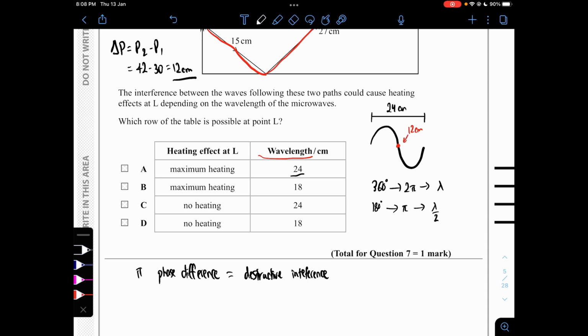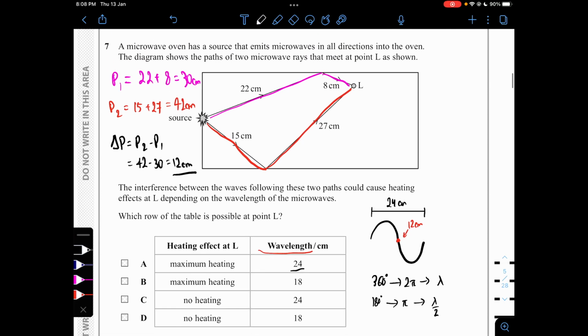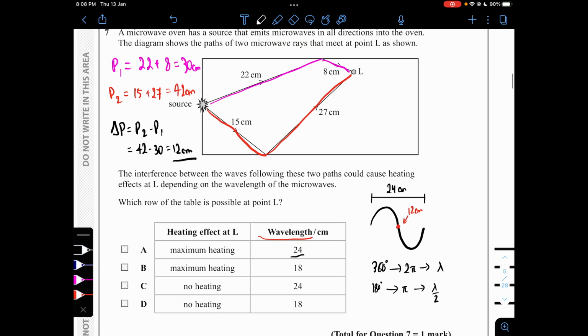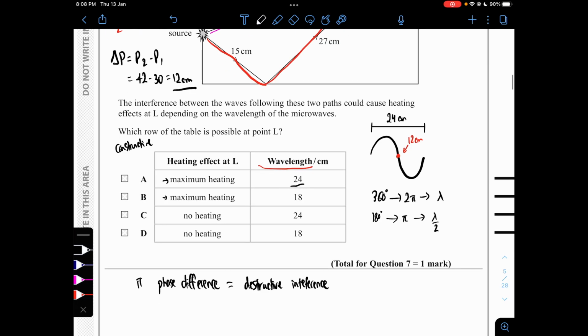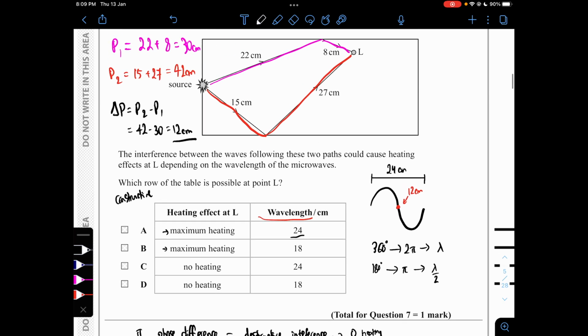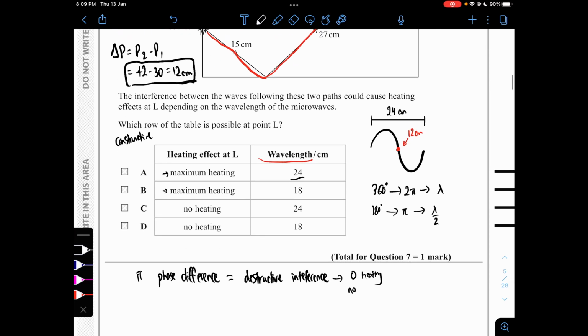So we get what? In terms of heating, what's happening? Because if they're superposing and they have constructive interference, there will be max heating. But we're getting destructive, so that would equate to zero heating, or no heating. So when it's a 24 centimeter wavelength and we have 12 centimeters as the path difference, we should get no heating.